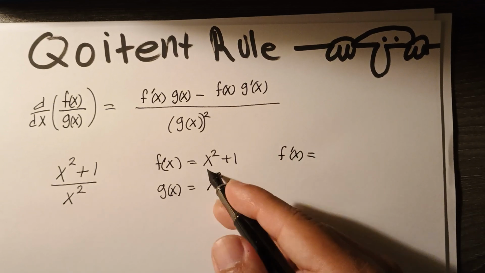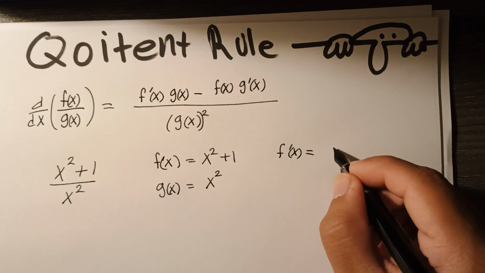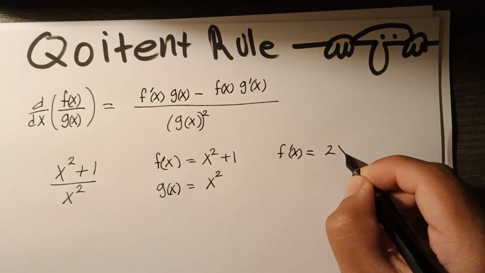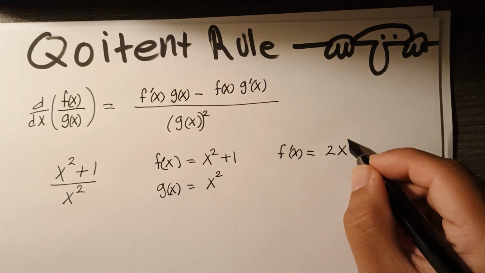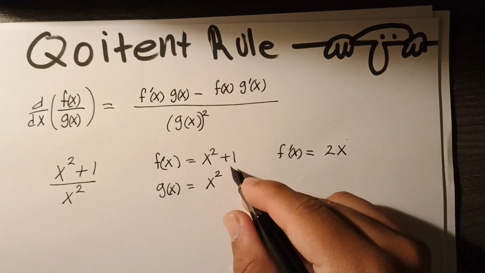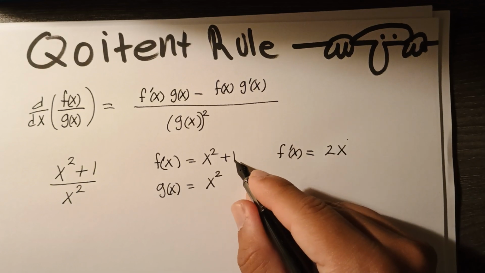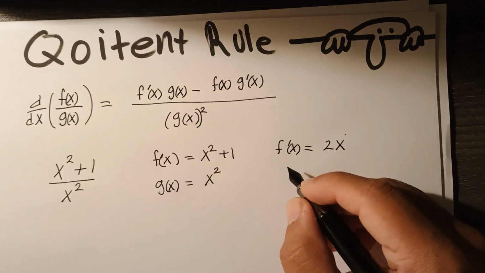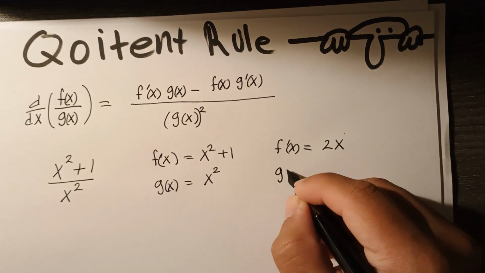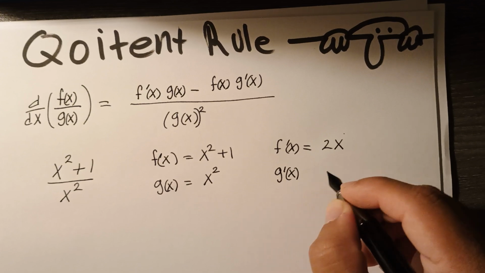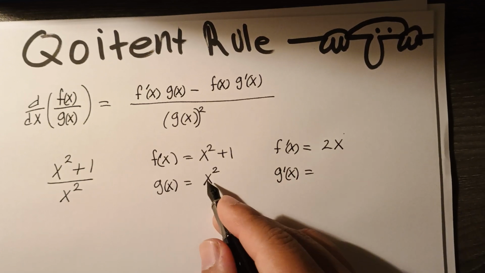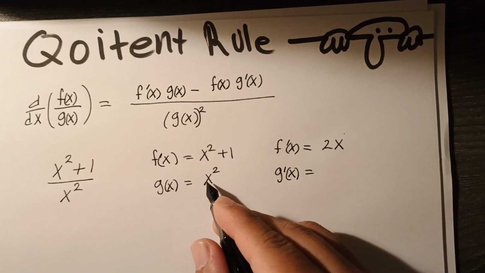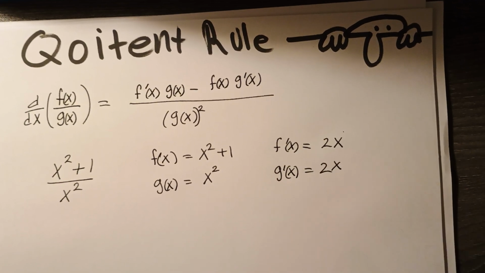Power rule: we need to bring the 2 down, subtract 1 from the exponent, and we're left with 2x. And then all constants like 1 with no variable next to them just become 0. I won't write down plus 0 because that's kind of useless. Let's write that down. g prime is the derivative of that, which is just 2x again.